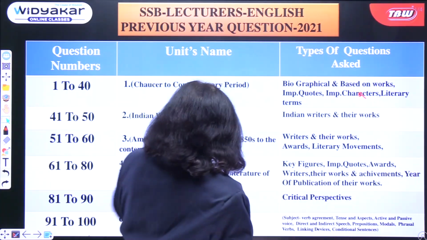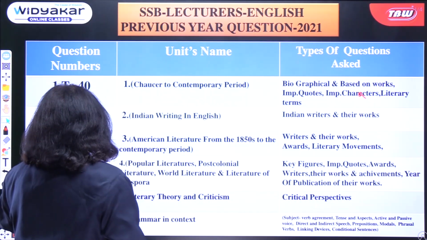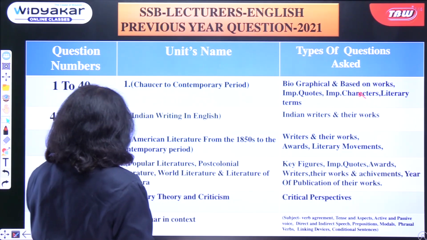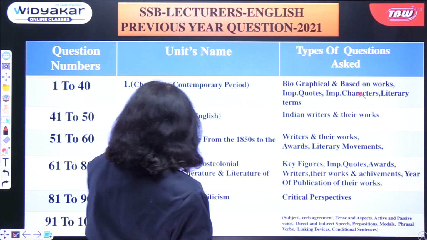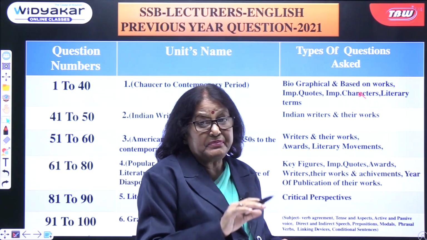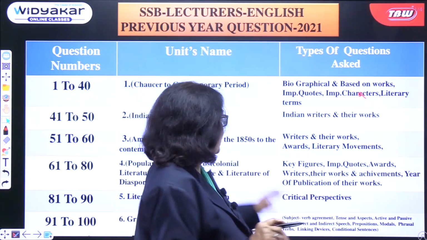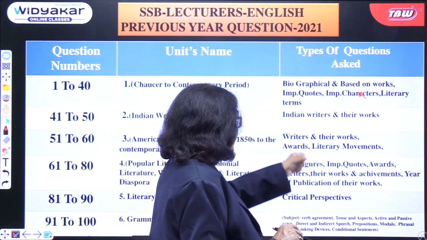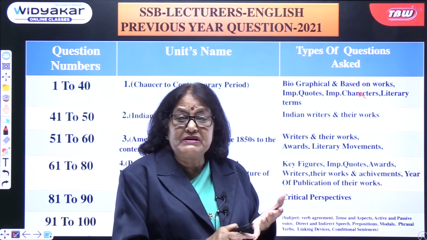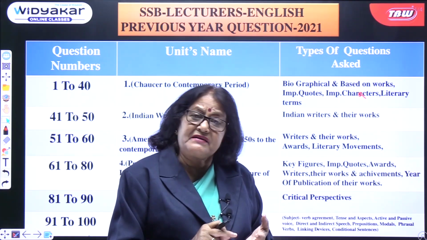Then comes questions 51 to 60, these 10 questions, on American literature from the 1850s to the contemporary period. The contemporary period of American literature is more important. There again, the writers, their works, awards and literary movements. Writers means poets, novelists and dramatists.